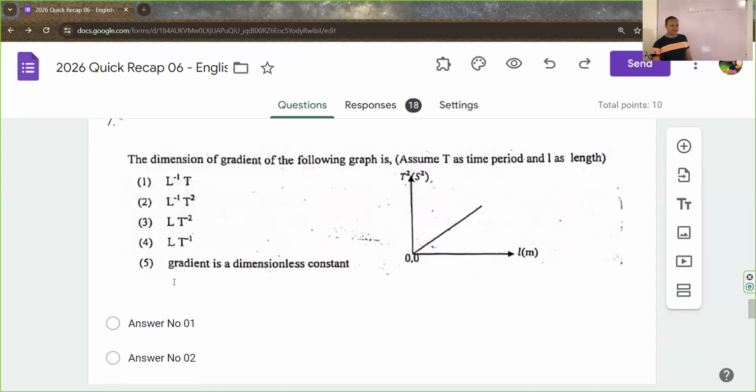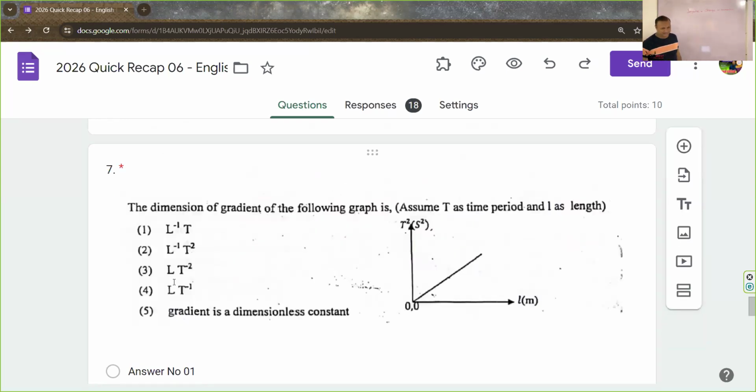Seventh one. What is the answer to the seventh one? Very good. Yes, the gradient is equal to y over x. You have to know that thing. The gradient is equal to y over x.